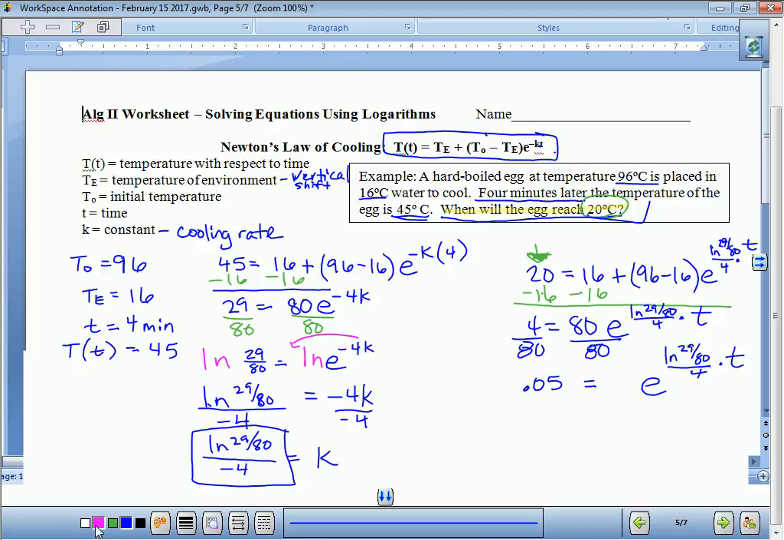All right, so now we take the natural log of both sides. So this comes out in front. And we get natural log of 0.05 equals natural log of 29/80 divided by 4 times t.